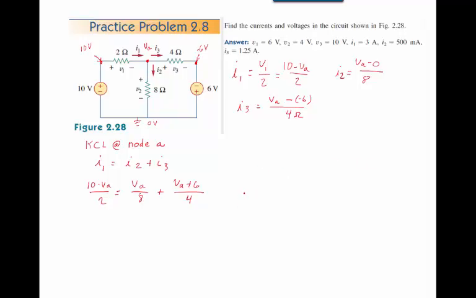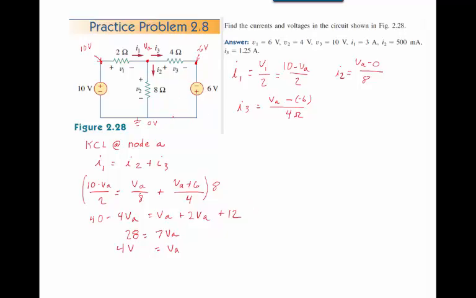And then it's a matter of doing the algebra. This is how I did the algebra. I wanted to get rid of my denominator, so I multiplied everything times 8. And then when I do that, I'll get 40 minus 4 VA equals VA plus 2 VA plus 12. You can check my algebra if you want, but I got the right answer, so I think I did my algebra okay. And then 28 equals 7 VA. VA equals 4 volts. So I found the voltage at that node.